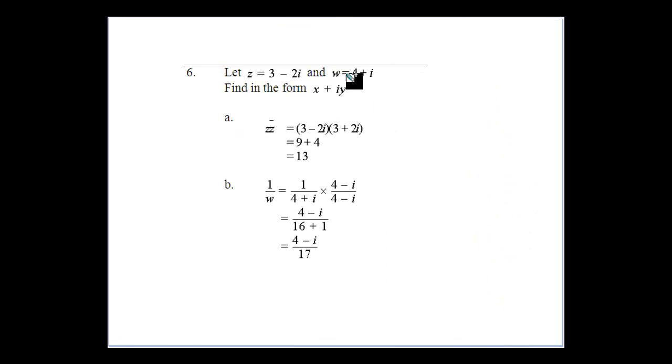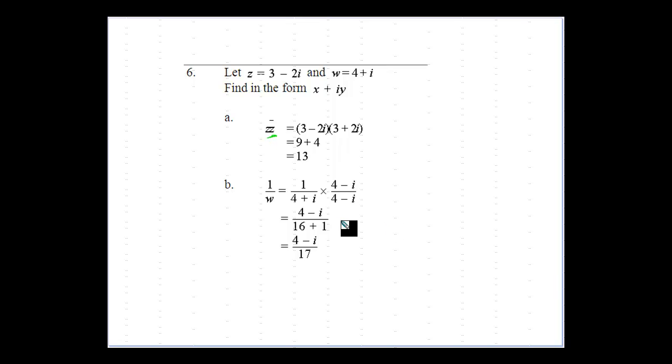And question 6, a simple one to finish with. Multiply again. Really pay attention to this idea when we multiply a complex number by its conjugate. We're going to end up with the addition of the two squares there. So 9 plus 4 gives us a 13, and w is 4 plus i, so 1 on 4 plus i, multiply by its conjugate to get that solution there.